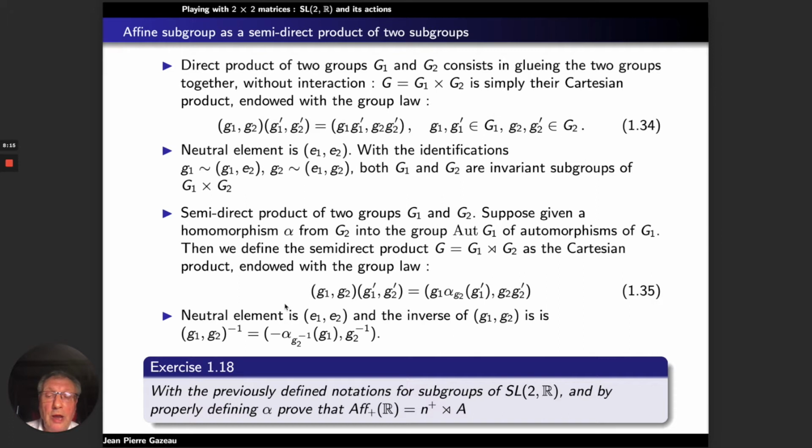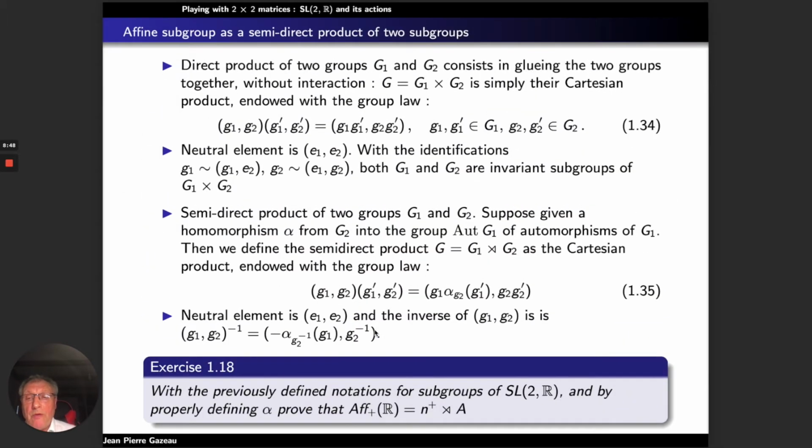And the neutral element is still E1, E2, and the inverse of (G1, G2) is given by, actually we should put here the inverse of this quantity, not minus, here there is a mistake, it is the inverse of this quantity, alpha of G2 inverse acting on G1 inverse, and G2 inverse.